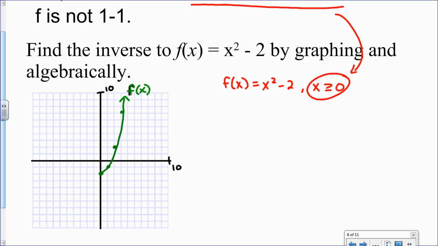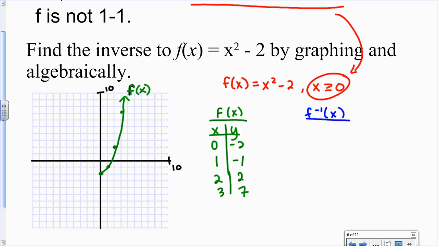Okay, now let me go ahead and write those points back in the table so I can do f inverse of x. So I'm just copying down these points of 0, -2, 1, -1, 2, 2, and 3, 7. So then f inverse of x, I can just switch my ordered pairs, the x and y's. And graph those.